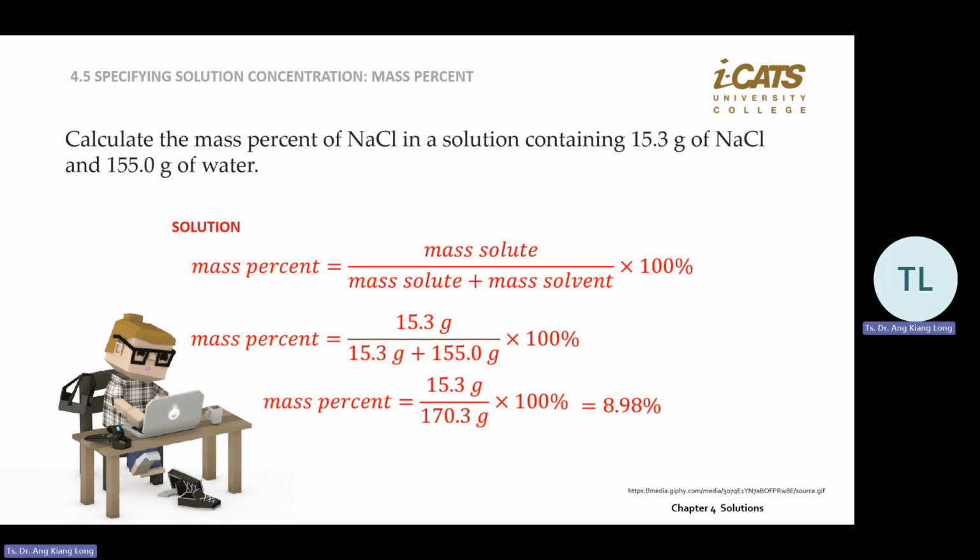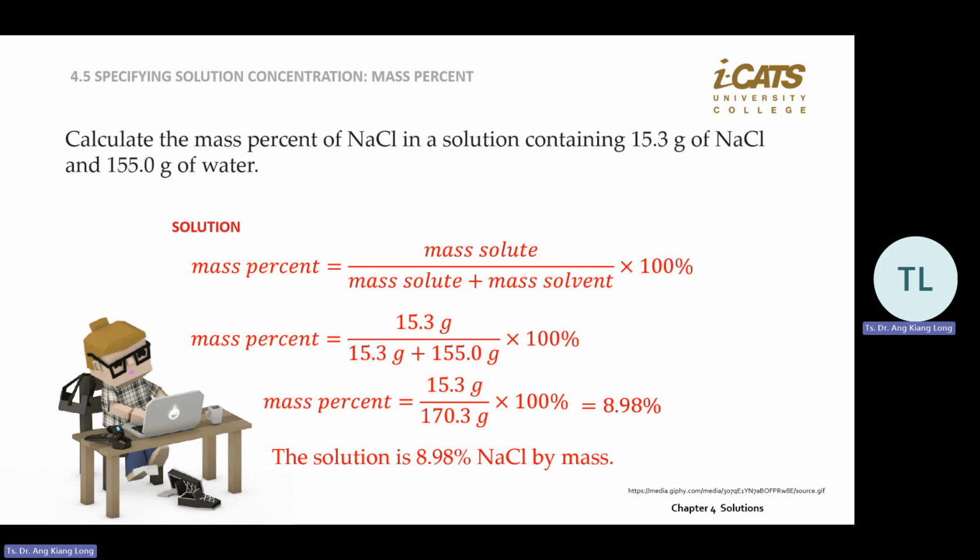Now if you talk about the concentration of something, you need to tell me the mass percent. This is a mass. Later we convert mass into mole. The first type of concentration is mass percent. So your answer for this tutorial question: the solution is 8.98% NaCl by mass, if you calculate using the mass percent equation.